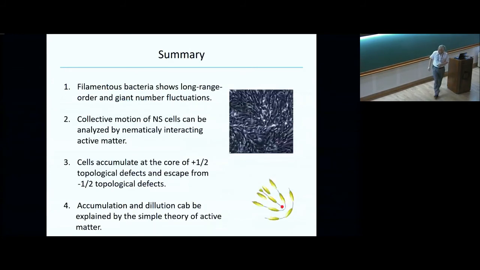Okay, this is a summary of my talk. So I described the orientational order in filamentous bacteria and the giant number fluctuation observed in this kind of long-range ordered state. And in neural stem cells, we analyzed a nematically interacting active matter system. And we found the cells accumulate at the core of the +1/2 topological defect and escape from the -1/2 topological defect. And the accumulation and dilution can be described by a simple theory of active matter. Okay, thank you very much.